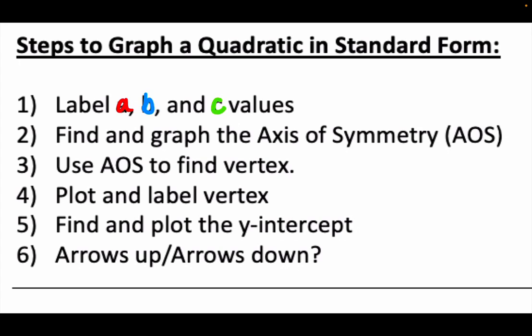So the first thing, what is A, what is B, what is C? Then the second thing is, what is the axis of symmetry? Where is it? The next thing is the vertex. Where is the vertex? Y-intercept, and then the last thing is arrows up or arrows down. Does it have a maximum or does it have a minimum? Arrows up means it has a minimum. Arrows down means it has a maximum. Okay, so let's look at number 1.